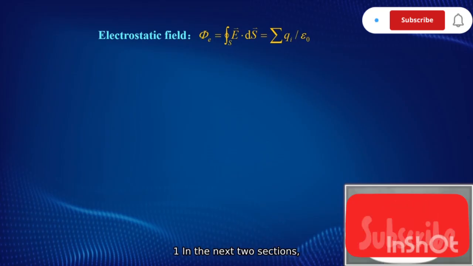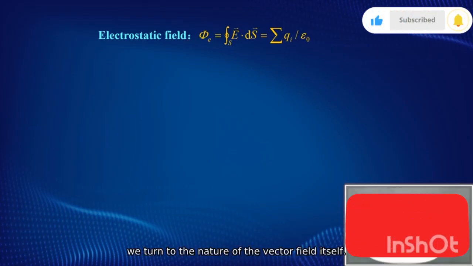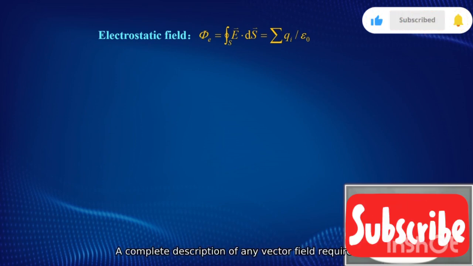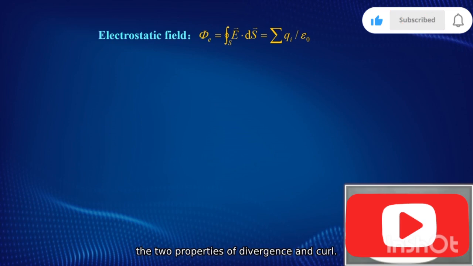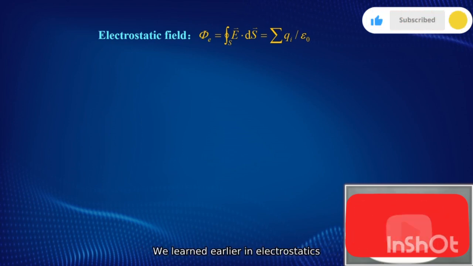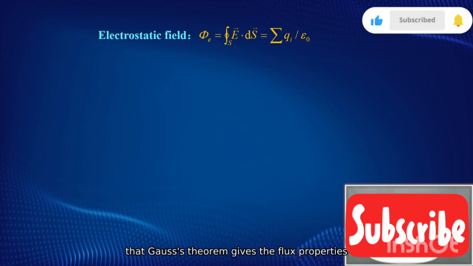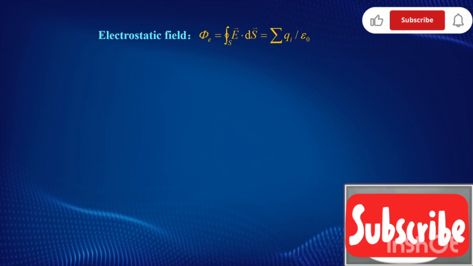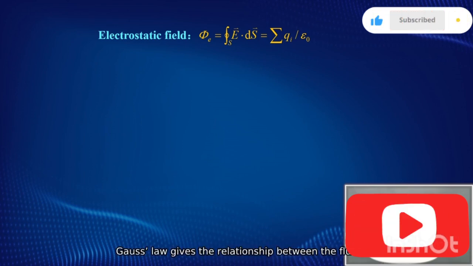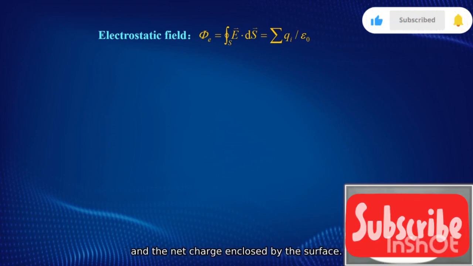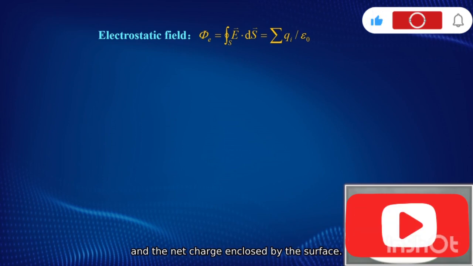In the next two sections, we turn to the nature of the vector field itself. A complete description of any vector field requires the two properties of divergence and curl. We learned earlier in electrostatics that Gauss' theorem gives the flux properties of the electrostatic fields. Gauss' law gives the relationship between the flux through the closed surface and the net charge enclosed by the surface.